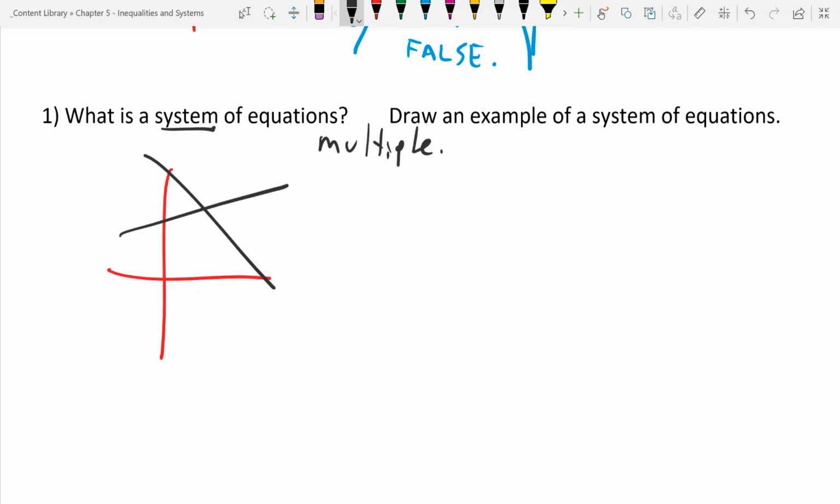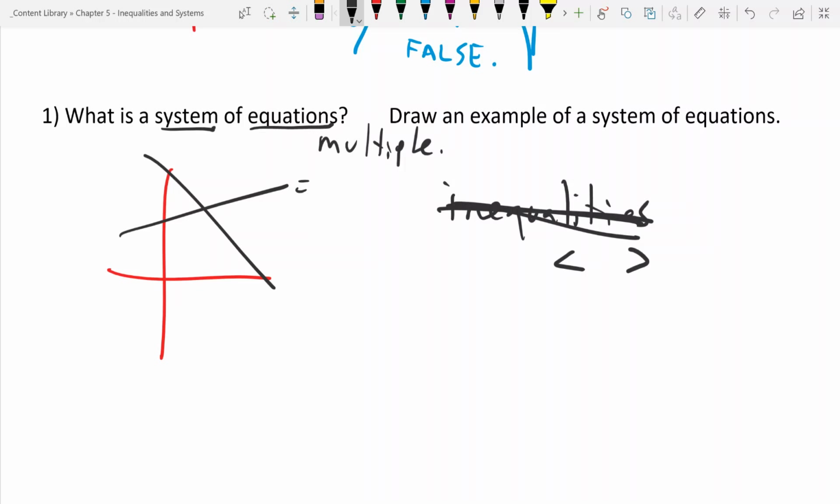equations. We are not dealing with inequalities anymore. That was when you had less than, greater than. We're not doing that. These are all going to be equations. That's why it's a system of equations, which means they are all equal. Y equals something. In this case, we have two linear relations.